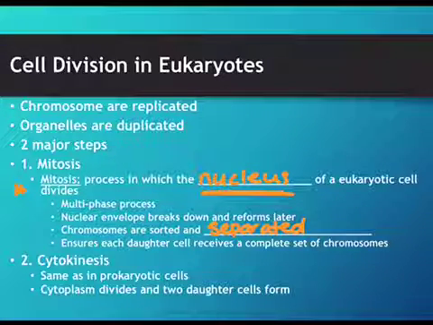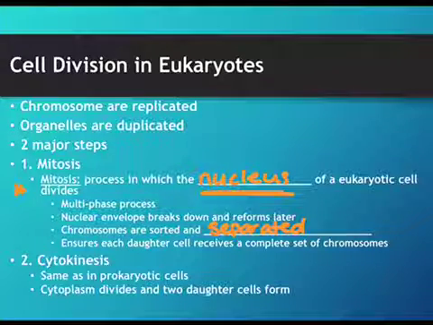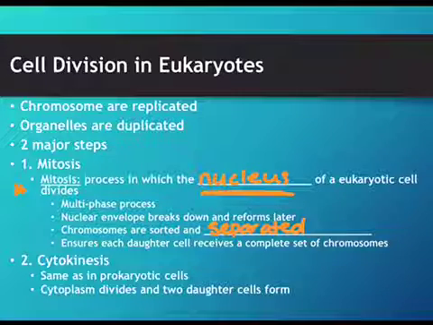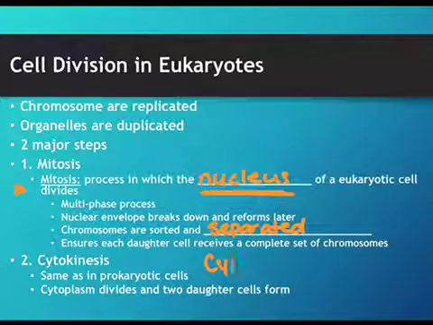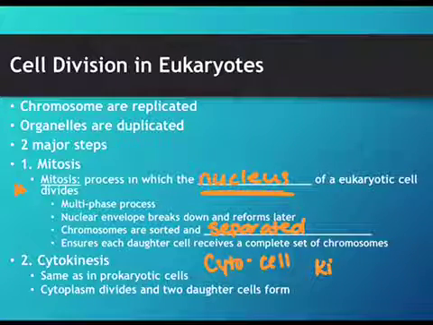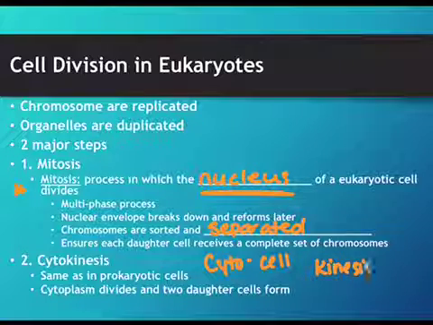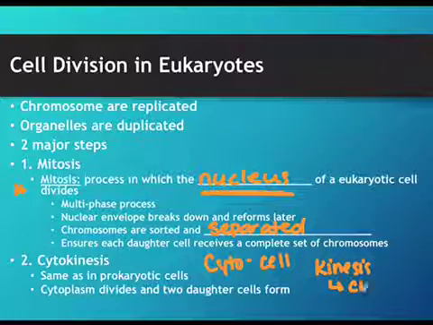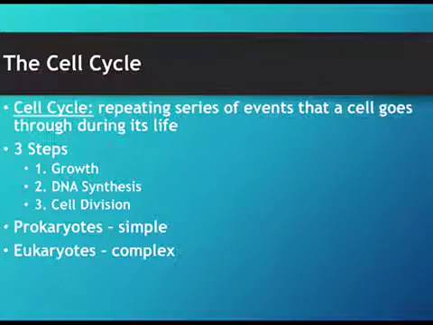The second major step is called cytokinesis. This is the same as in prokaryotic cells. This is when the cytoplasm divides into two daughter cells. So when you see the prefix cyto, that means cell, and then the ending kinesis means to cut. So we're literally cutting the cell. Our next video, 5.2, will really look at that mitosis and cytokinesis phase.